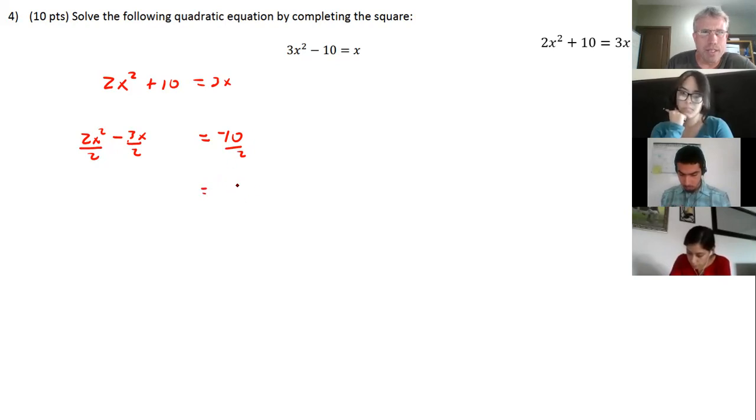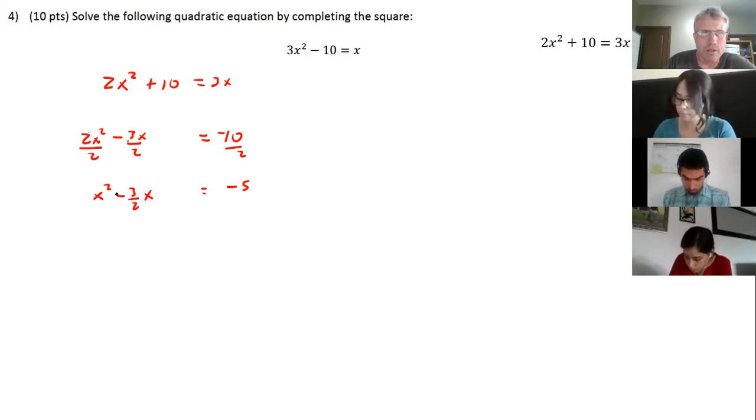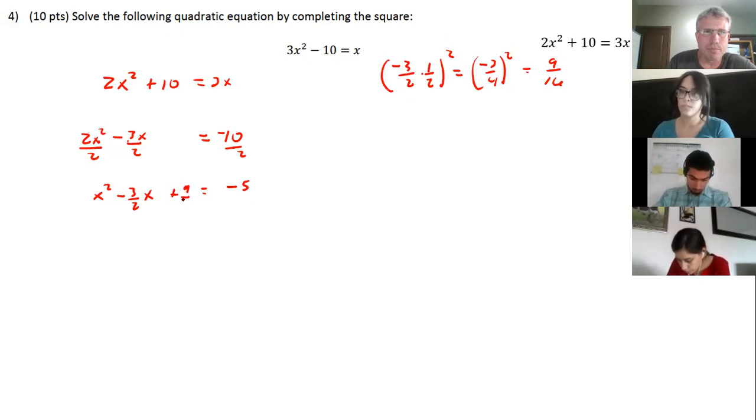Simplify everything that you can. So here I've got a negative 5. And here I have an x squared minus 3/2 of an x. Leading coefficient is 1 now, so I'm going to take the coefficient on the linear term and halve it. And after I've halved it, I'm going to square it to complete the square. So I get a negative 3/4 is going to get squared. And when I square it, I'm going to get a 9/16. And I'm going to add that 9/16 to both sides.